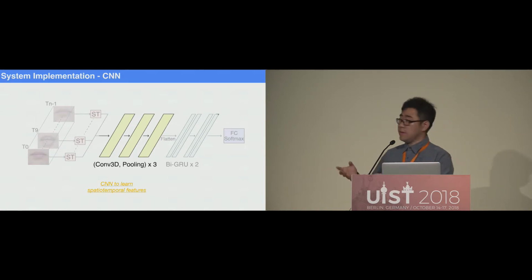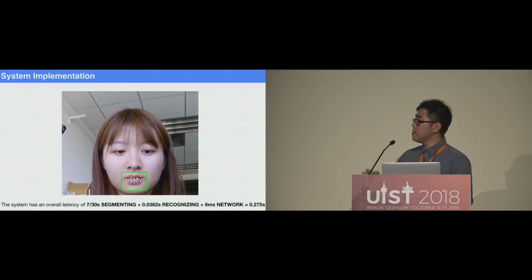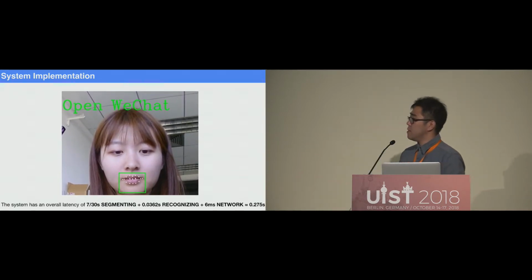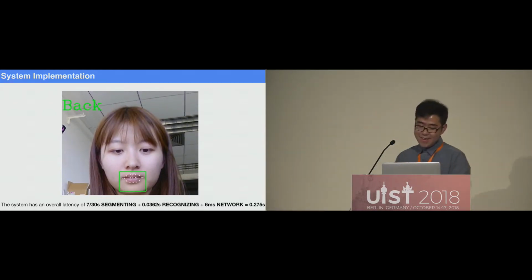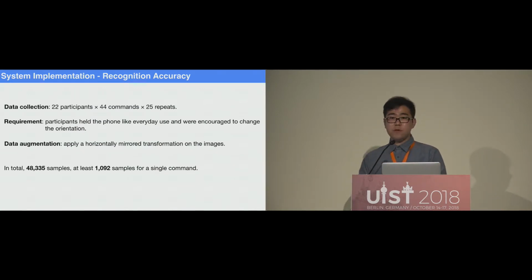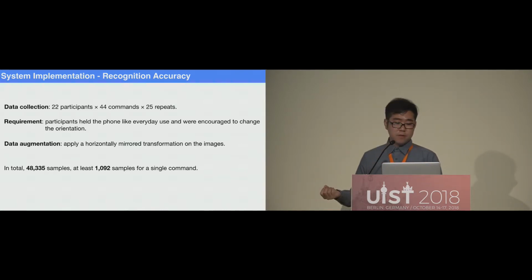The rest of the network is very regular, followed by 3 layers of CNN, 2 layers of RNN, and output to make classifications. And here are some cases from one of our participants. So she is speaking Chinese, and so to examine the recognition accuracy of our system, we collected data from 22 participants, and after some data augmentation, we finally got at least 1,000 samples for a single command.